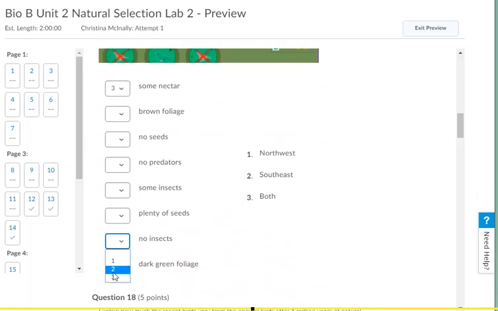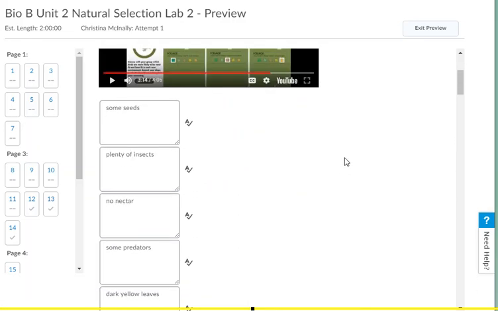So that's number 2. No seeds would also be southeast, number 2. That means plenty of seeds would be number 1. And some insects, where's that at? Would be number 1. And then you come back here and you say, okay, predators.